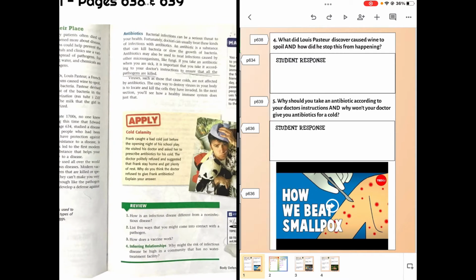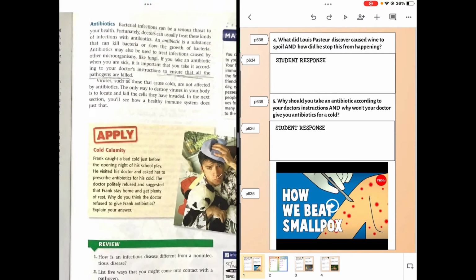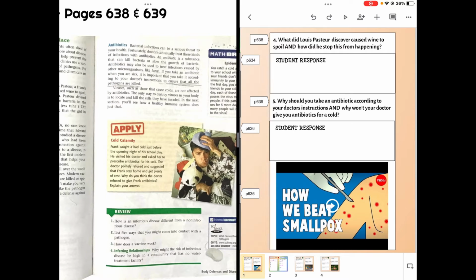Why should you take an antibiotic according to your doctor's instructions? That's over here in the antibiotic paragraph. That should be pretty darn easy. And why won't your doctor give you antibiotics for a cold? So that's slide 1. That's Tuesday's work.